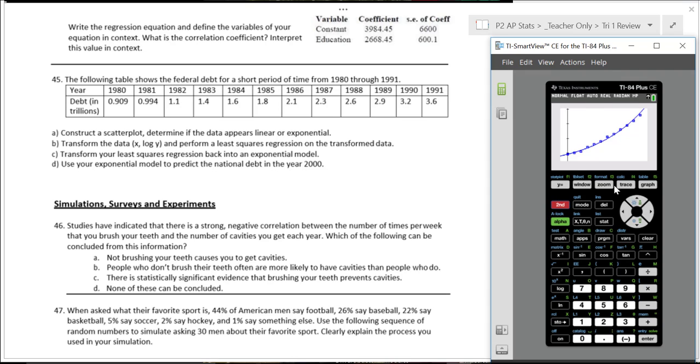And I'm going to go to second trace to go to calc, and let's calculate that value. In the year 2000, that'll be 20 years since 1980. I need to zoom out a little bit more. There we go. So then I can go back and let's calculate that value when x is 20. It looks like my output's going to be about 11.988.